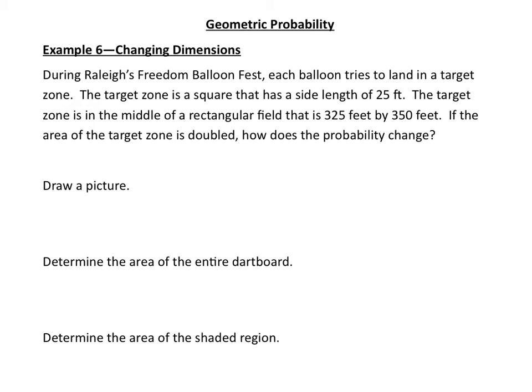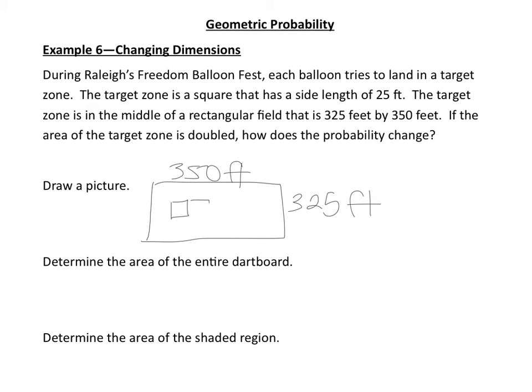Now, moving on to the next one, you'll notice it says example 6, but in this case, we're going to change some dimensions. So all of the general pictures and information is going to be the same. However, this time, we are going to double the area of the target. So our rectangular field is still 325 feet by 350 feet, but this time, instead of the area being 1 square, we're going to have 2 squares. So we're going to double the area of the target.